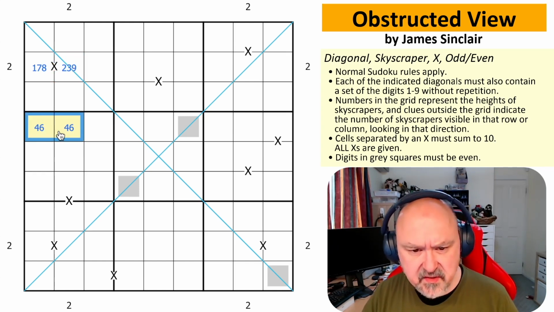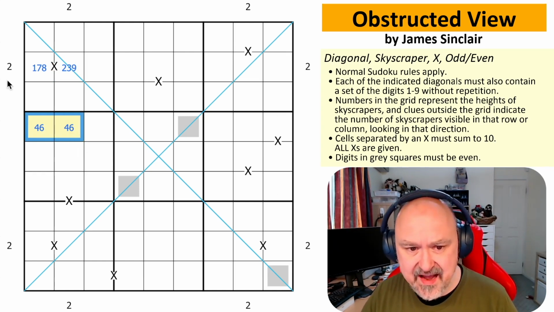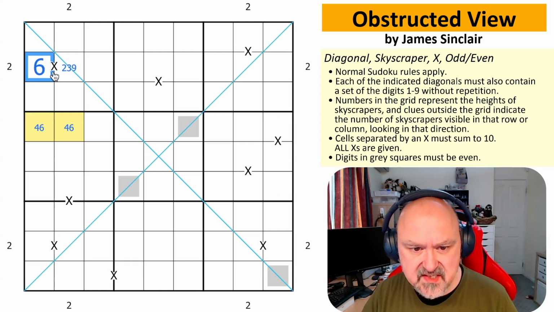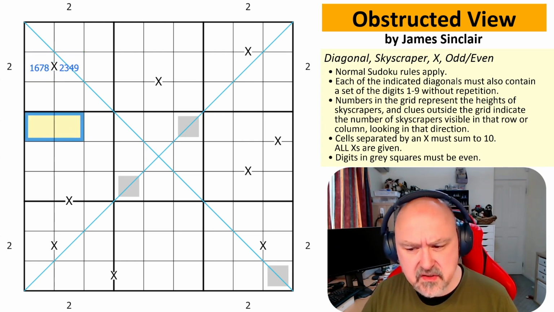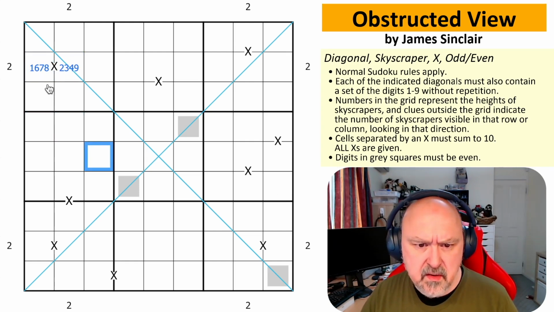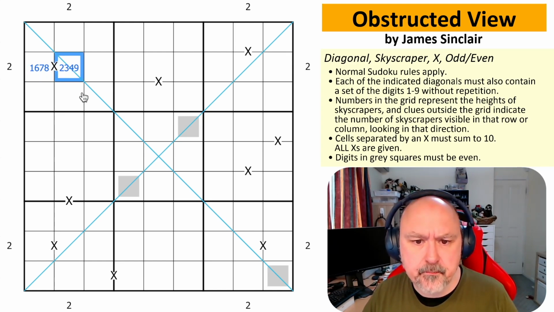And the only other possibility is 4, 6. And it's the same thing. If I go 4, 6, then this would have to be at least 3. So this could only be 6, 4. And there's no other way of making it up. So these are locked. So I can only go 1, 6, 7, 8 or 2, 3, 4, 9.